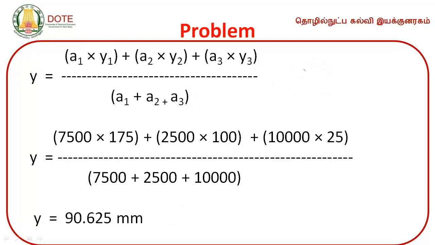Similarly, we can find the y value. What is y? y is given by sum of all the areas multiplied by the reference distance divided by sum of all the areas. So a1 y1 plus a2 y2 plus a3 y3 divided by a1 plus a2 plus a3. Simply by substituting the known values, we get y as 90.625.